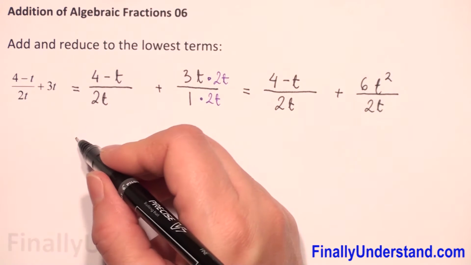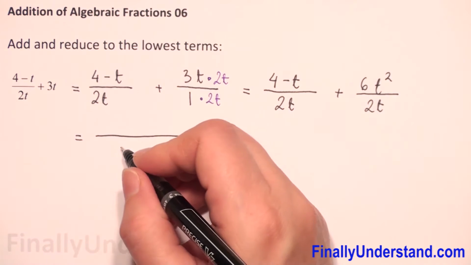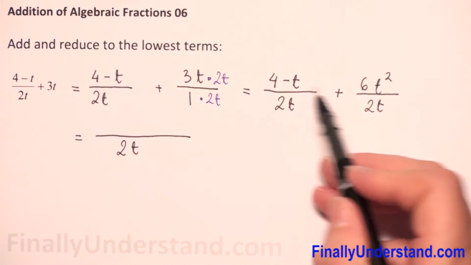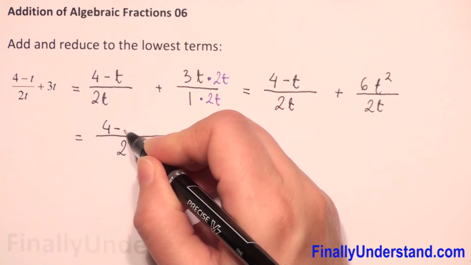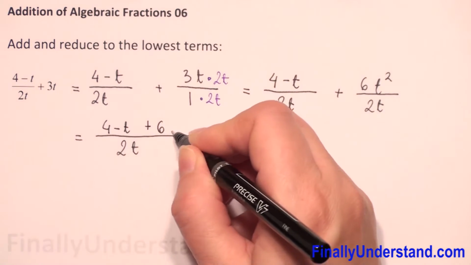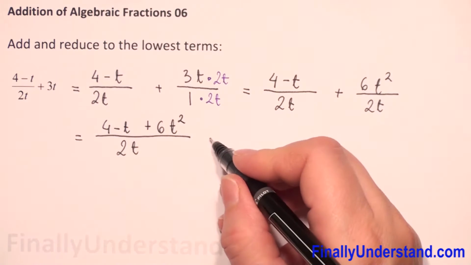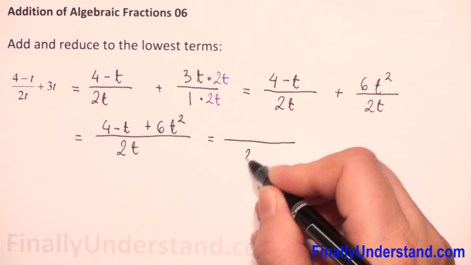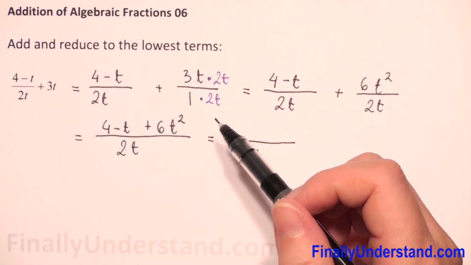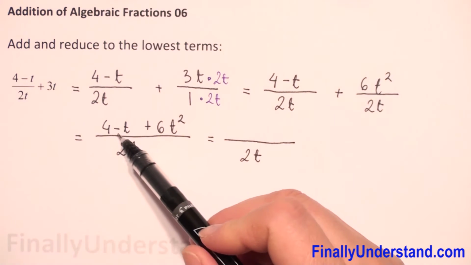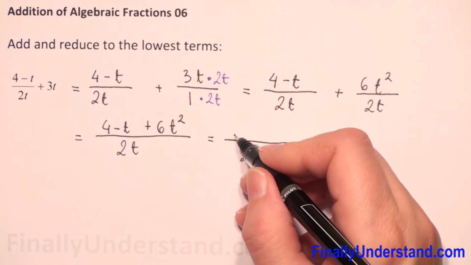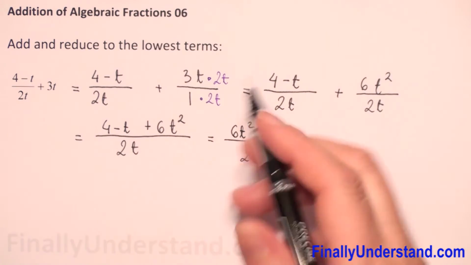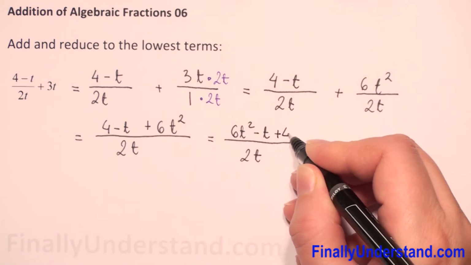Now when we have the same denominators, we can copy the denominator 2t and we add the numerators, the same as when we do addition of fractions. So we have 4 minus t plus 6t squared. Now let me copy the denominator, because we have to check if we can reduce to the lowest terms. So I will rewrite our numerator and I will start from the highest power. So this is 6t squared, and next we have minus t plus 4.